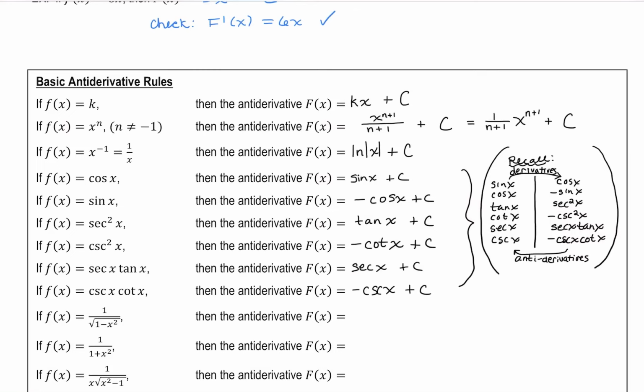I just want to get this list established for ourselves here. The next three involve your inverse trig functions. Hopefully these are familiar. So the antiderivative of 1 over the square root of 1 minus x squared is your arcsine of x, or sine inverse if you prefer, plus c. 1 over 1 plus x squared, that antiderivative is your arctan, or tan inverse if you prefer, of x plus c. And then the last one is your arcsecant of x, or secant inverse, plus c.